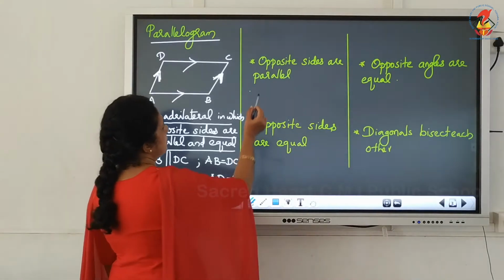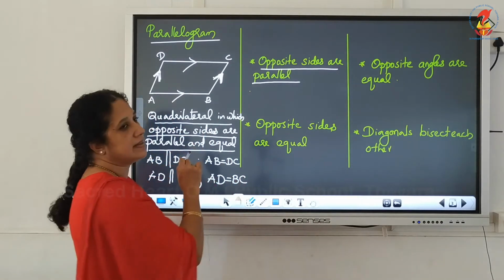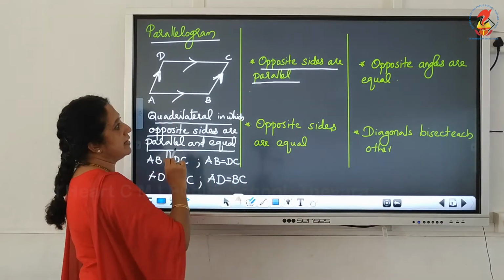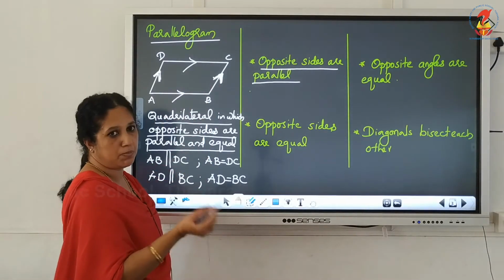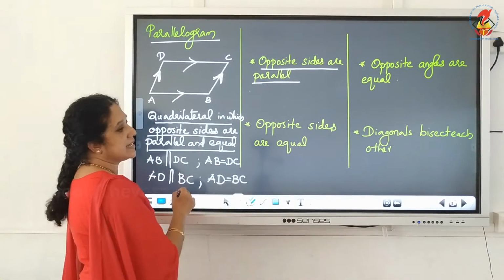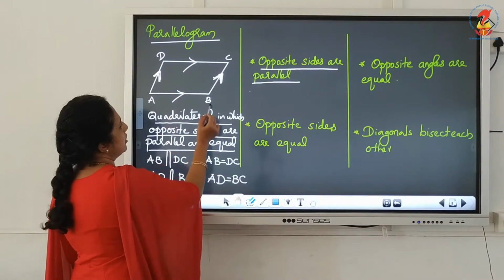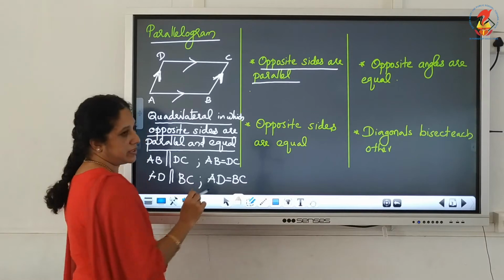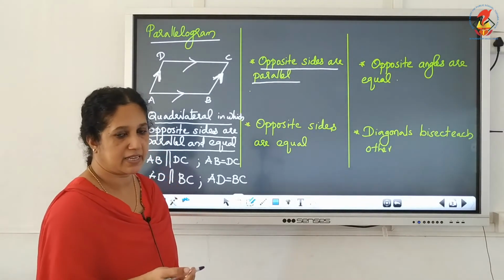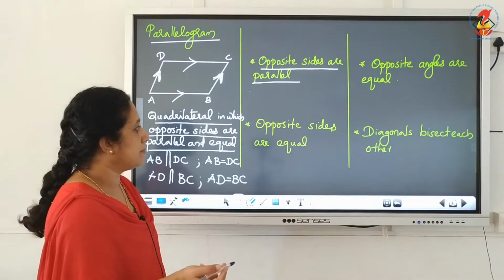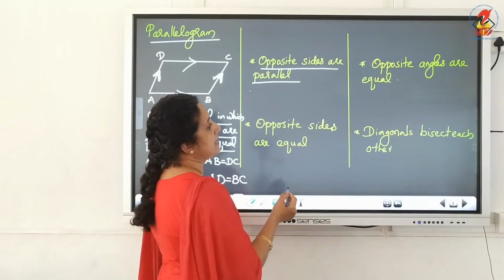Now, the first property, opposite sides are parallel. So, AB and DC, they are parallel, and again AD and BC, they are also parallel. Then opposite sides are equal. AB is equal to DC and AD equal to BC, that we already wrote. The first property is opposite sides are parallel, and the second one, opposite sides are equal. Now, third one, opposite angles are equal.